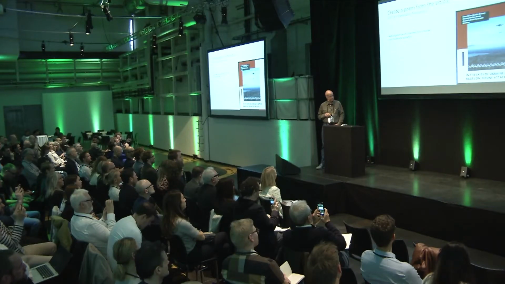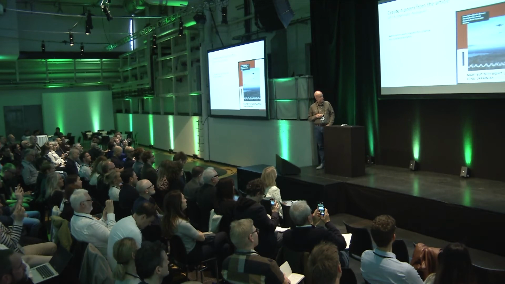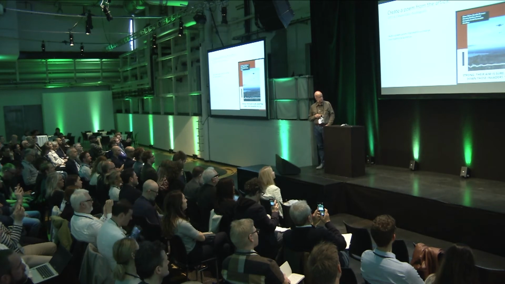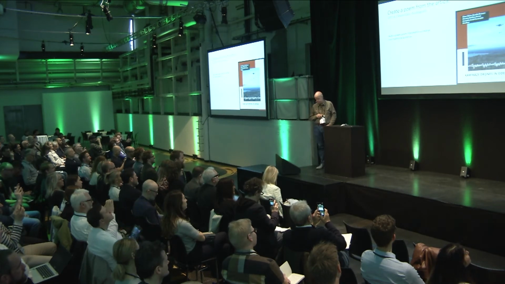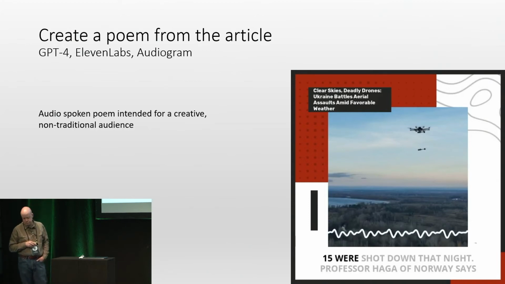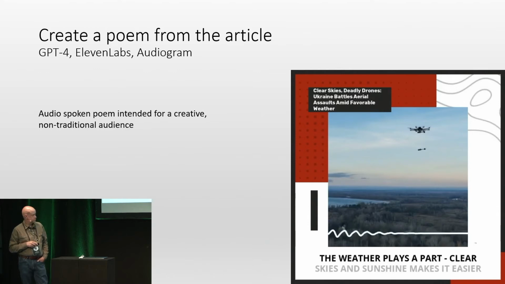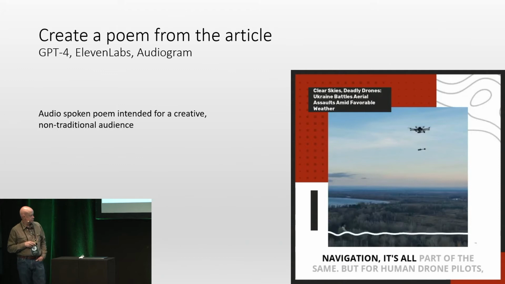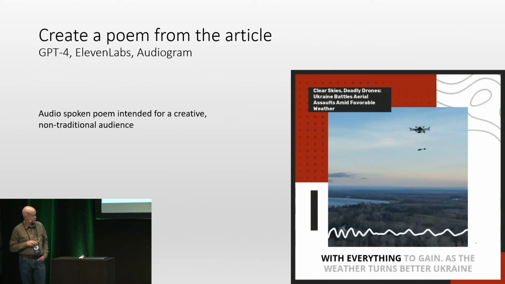In the skies of Ukraine, a battle rages on. Drone attacks in the night, but they won't last for long. Ukrainian forces stand strong. Their aim is sure, shooting down those invaders, 18 of 24. Kamikaze drones in Odessa. They got a target in sight, but 12 out of 15 were shot down that night. Professor Haga of Norway says the weather plays a part. Clear skies and sunshine makes it easier to start. The weather's a factor in this deadly game, and satellite navigation, it's all part of the same. But for human drone pilots, the challenge remains when the battle's fought in cloud and rain with everything to gain.